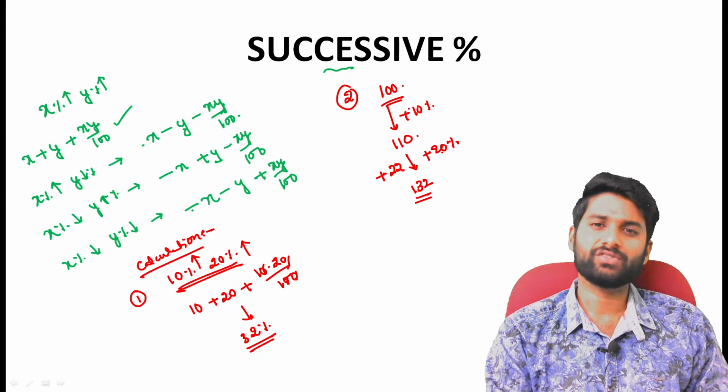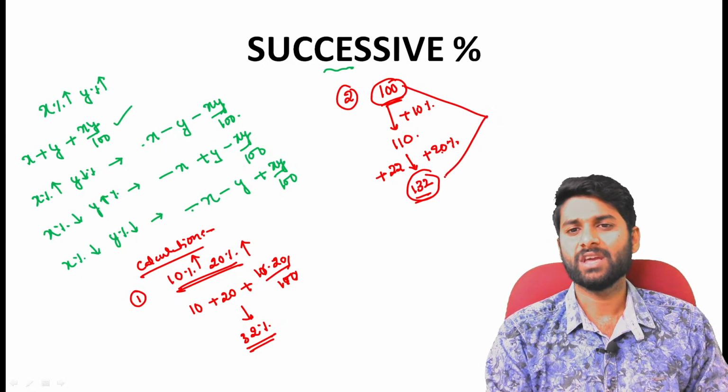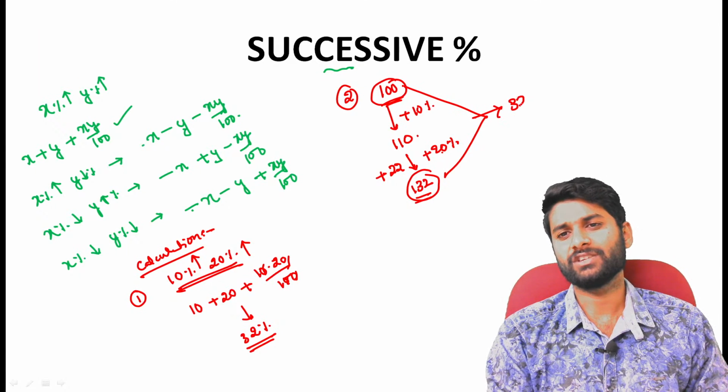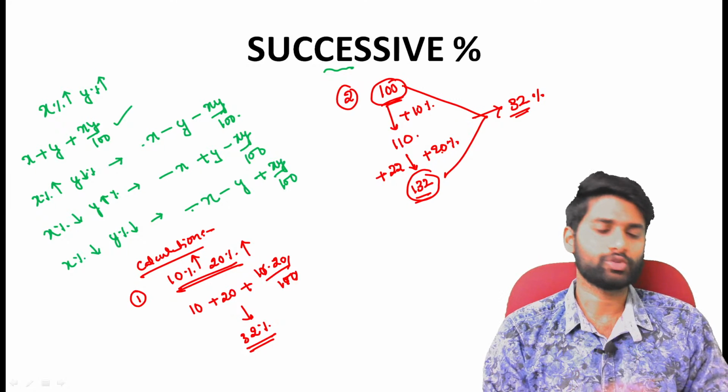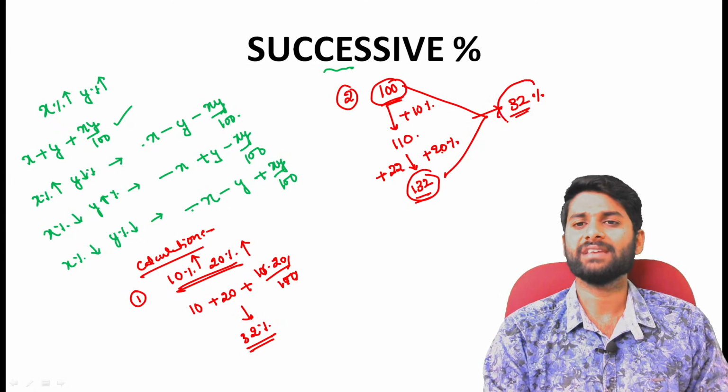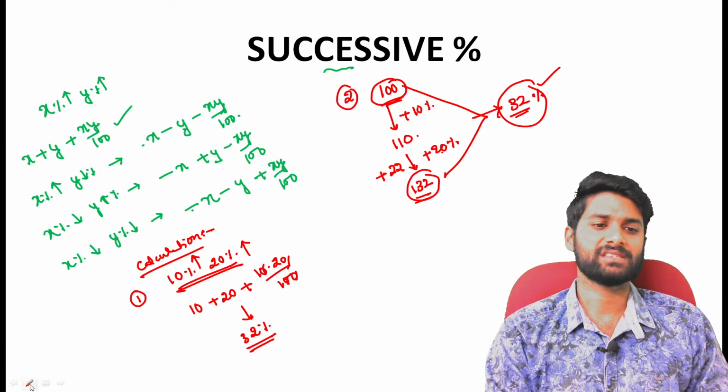Now what is the successive rate? See guys, initially we have 100 units. Now it becomes 132 units, which means it has increased by 32 units. 32 units increase, if you compare with 100, is 32 by 100. 32 by 100 can be defined as 32%. This is calculation number 2.